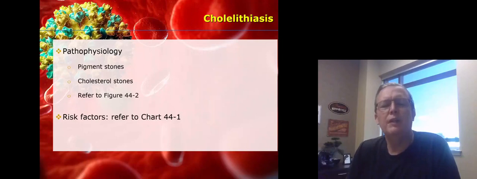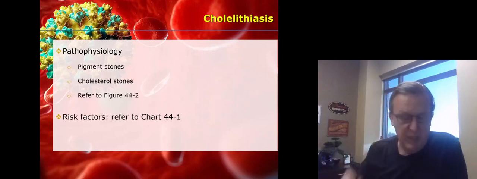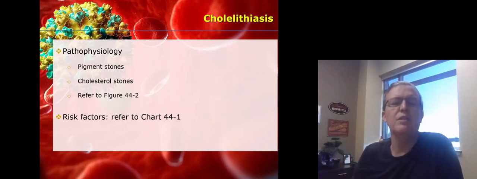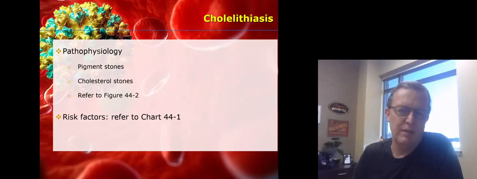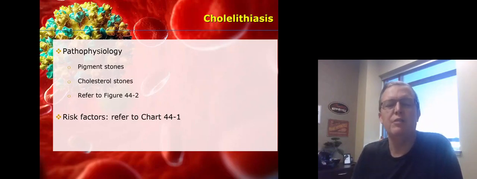So when we talk about the gallbladder and diseases of the gallbladder, most commonly that's a result of cholelithiasis or gallstones. And you have a couple of different types of stones. There's a little bit more discussion about that in Figure 44.2 in your book, and then also some risk factors in Chart 44.1 in your book. So feel free to reference that.